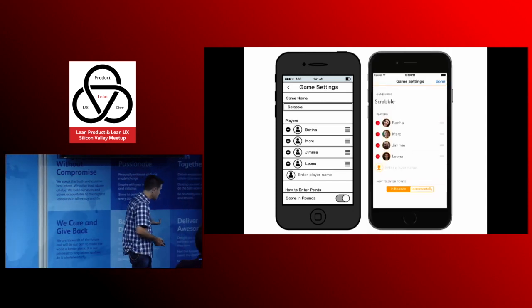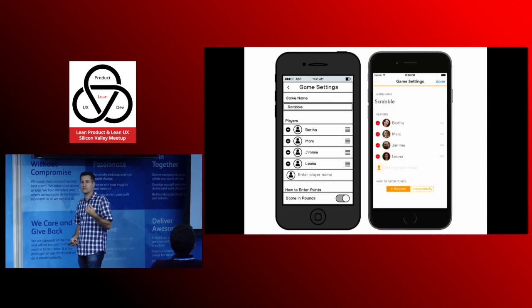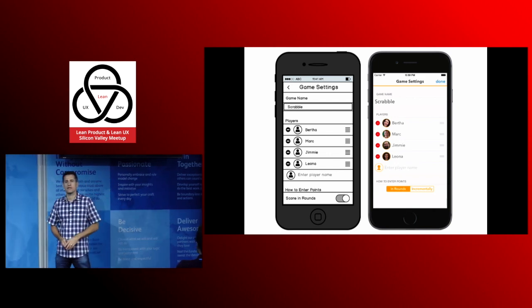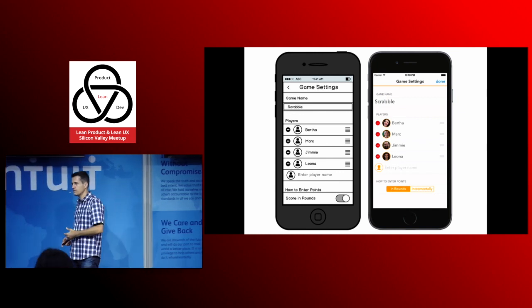And then here next to it is a high fidelity mockup of the exact same screen. Now you see we've introduced colors and images and things like that. So it's higher fidelity. That's what we mean by high fidelity versus low fidelity.